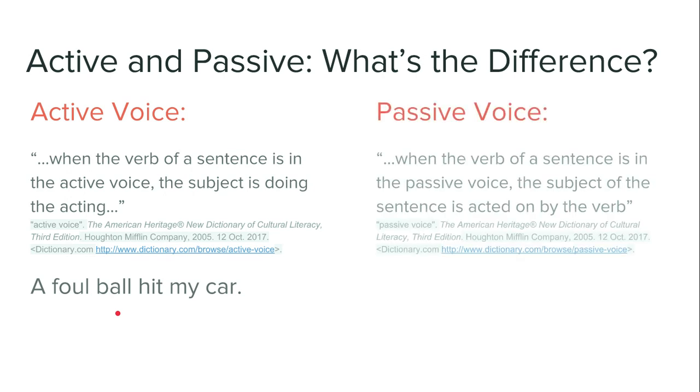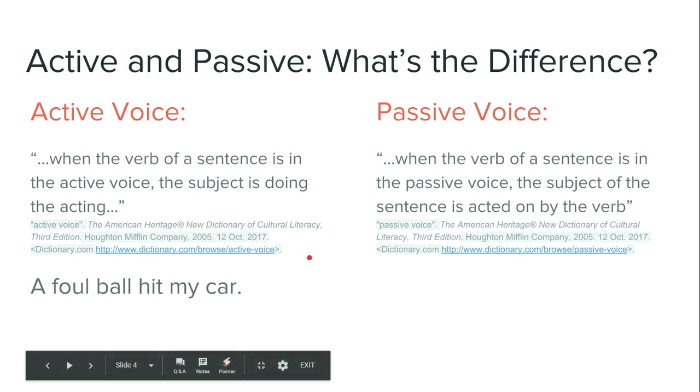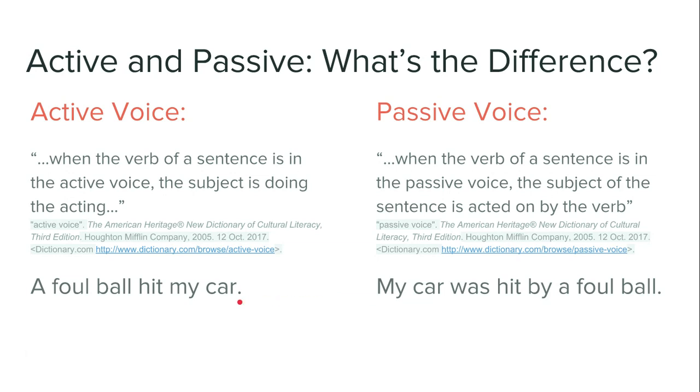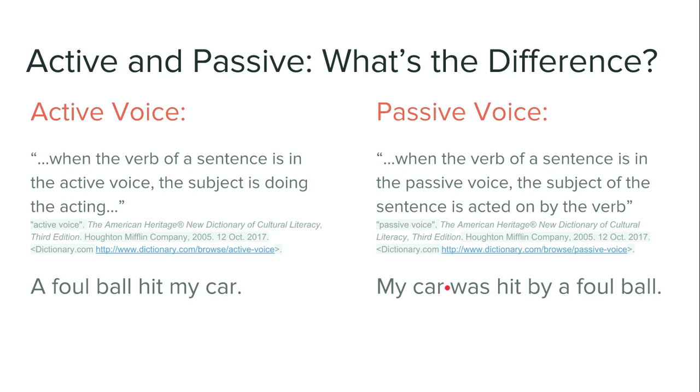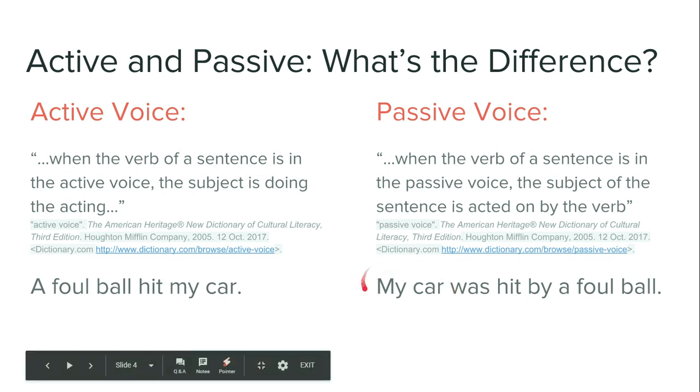In contrast, when the verb of a sentence is in the passive voice, the subject of the sentence is acted on by the verb. So looking at the same idea of a foul ball hitting a car: my car was hit by a foul ball. These two things mean pretty much the same thing, right? But in this case, the subject is my car. My car didn't actually do anything. My car did not hit a baseball, okay? The baseball hit my car. So in this case, the subject of the sentence isn't the thing actually doing the action. It's having something done to it.